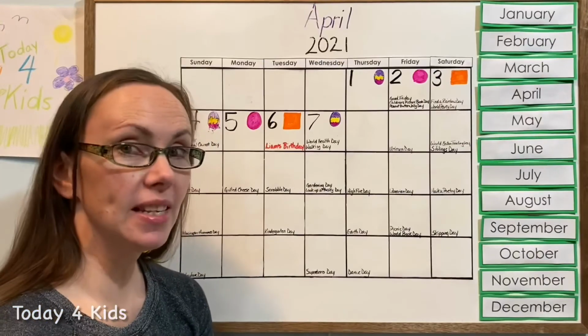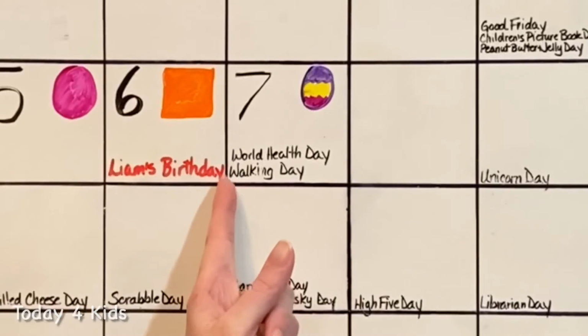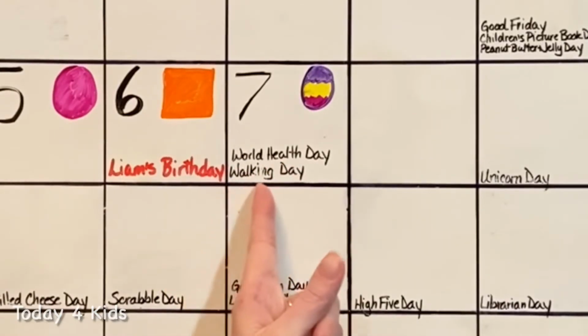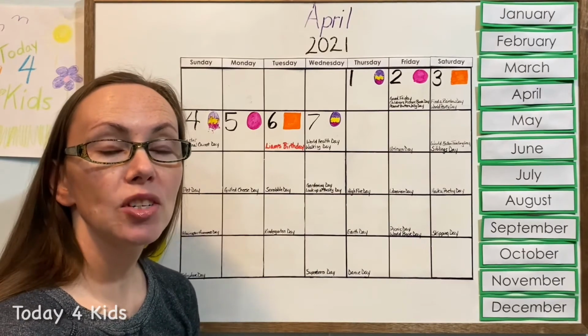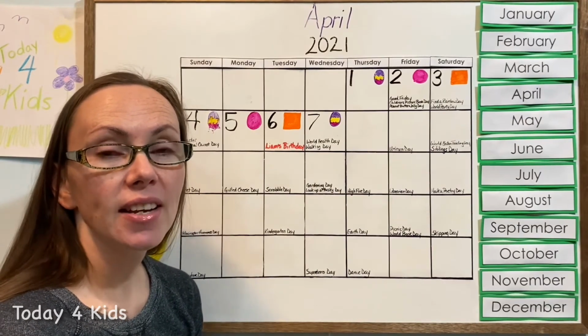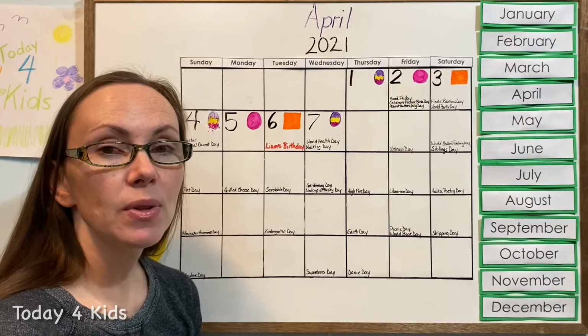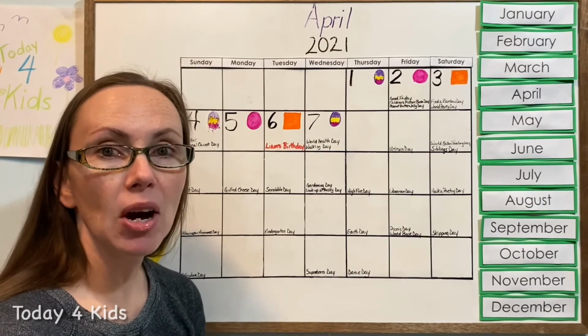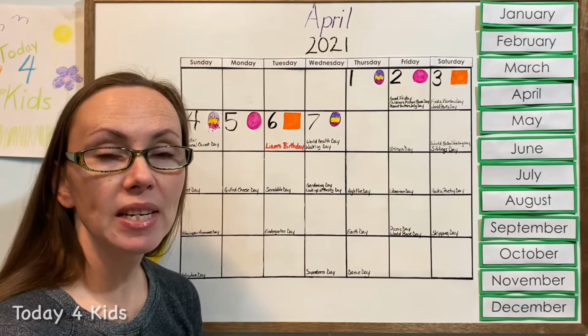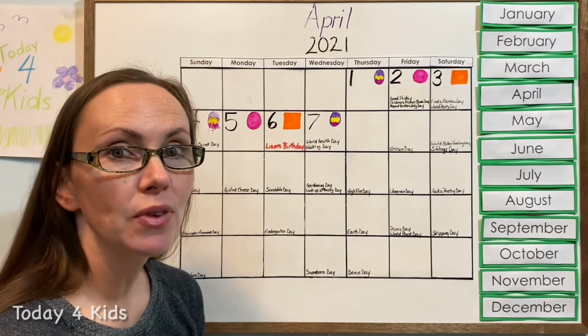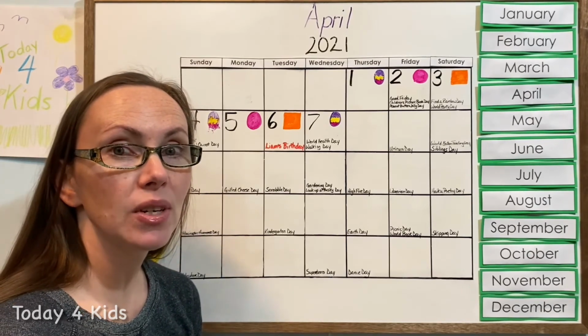So now that we're done the calendar, we can talk a little bit more about World Health Day and Walking Day. So it's World Health Day today, and their goal is to bring awareness for a fairer and healthier world. So we would like to be healthier. We want to take care of our bodies and eat well and have lots of exercise and see the doctor when we need to, but we also want to make sure that it's fair for everybody else to have the same opportunities that we do.